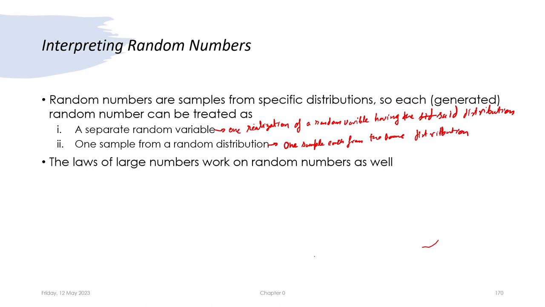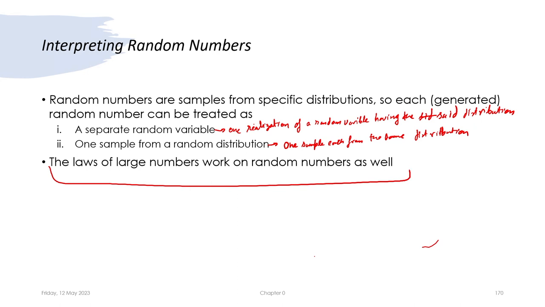So, right now you might be asking how these definitions make a difference. We will use both of these definitions extensively for the rest of this course to make sense of or to use random numbers for simulation. So, to start, we will demonstrate the laws of large numbers using random number generation.